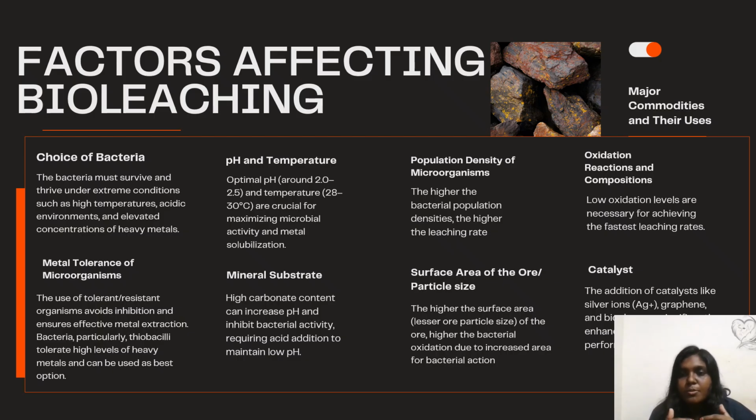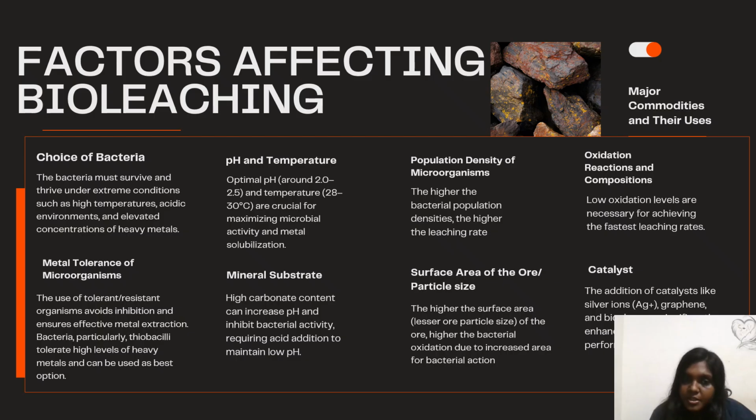The oxidation reaction compositions: low oxidation levels are necessary for achieving the fastest leaching rates. If there is a higher oxidation level, the bacteria are obviously going to lose their optimal working capacity. So for that, we are going to use low oxidation levels, and they can give the fastest leaching rates. And metal tolerance of these microorganisms: the use of tolerant or resistant organisms avoids inhibition and ensures effective metal extraction. So the bacteria, particularly Thiobacillus, tolerate high levels of heavy metals and can be used as the best option. The mineral substrate: high carbonate content present in the environment can increase the pH and inhibit bacterial activity.